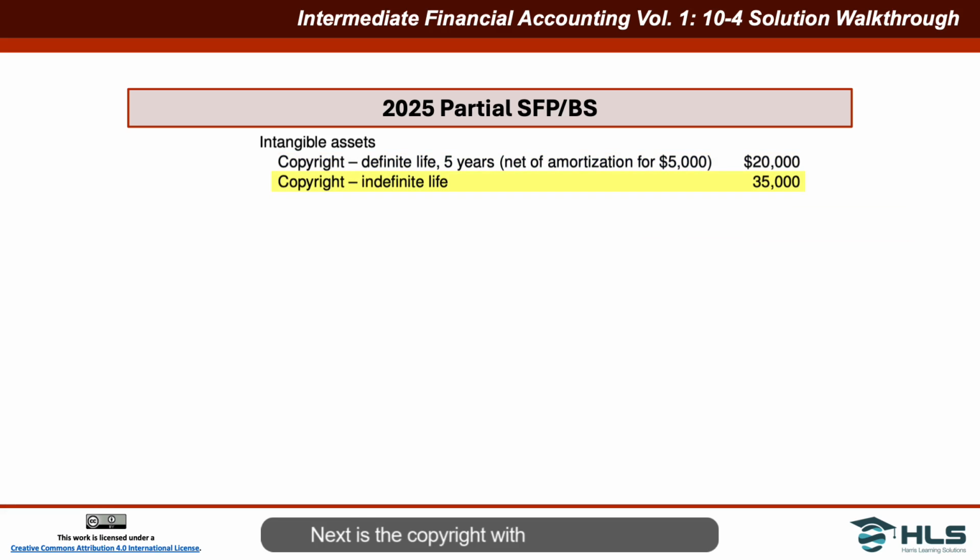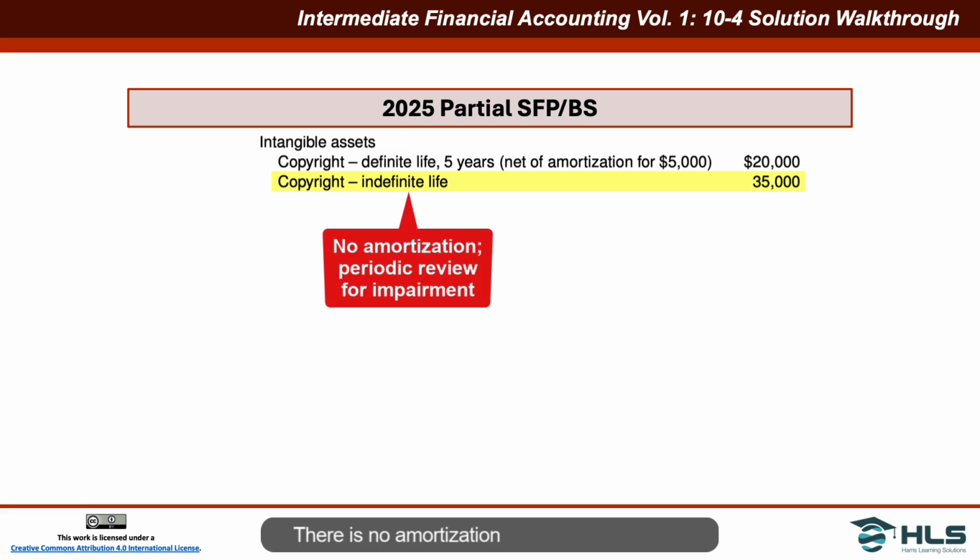Next is the copyright with an indefinite life. That will be reported on the balance sheet at its original cost of $35,000. There is no amortization in this case because indefinite life intangible assets are not amortized. They're periodically reviewed for any impairment. There are no details regarding impairment in this problem, and since we're at the end of the first year of acquisition, there would be no impairment yet.